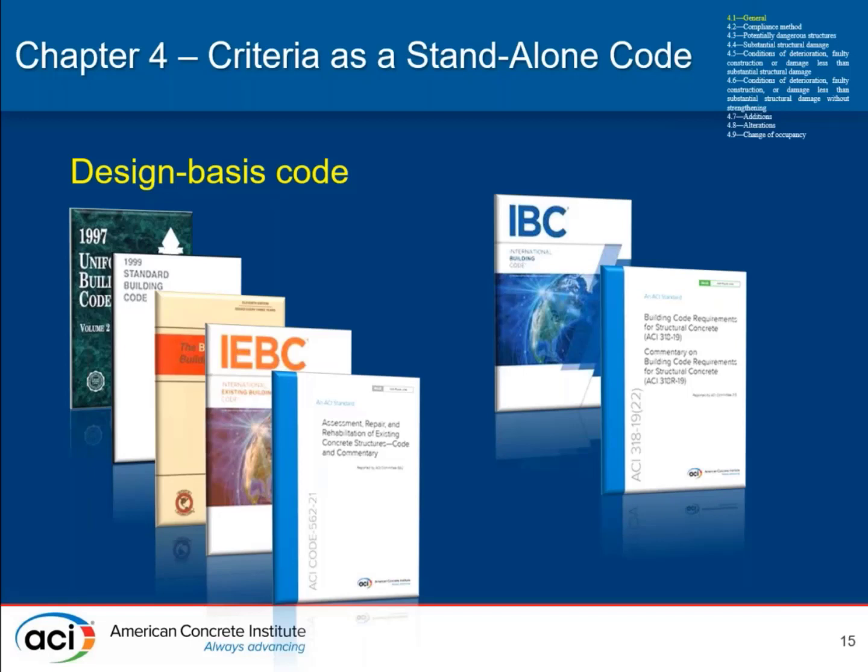One, which is represented by the string or chain of documents on the left-hand side of this slide, would involve combining parts of ACI 562 with the IEBC to become the design basis code. The other option, represented on the right-hand side of the slide, would be to apply the provisions of Chapter 4 and other parts of 562 without the IEBC to form the design basis code.